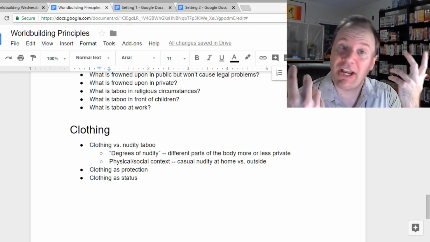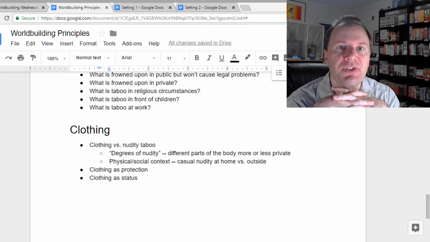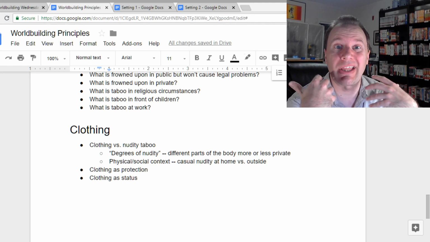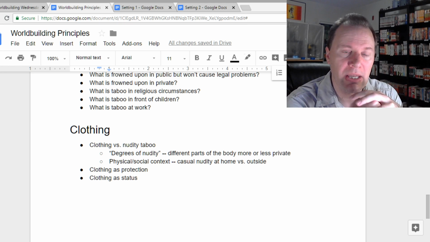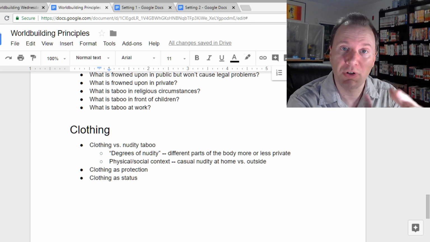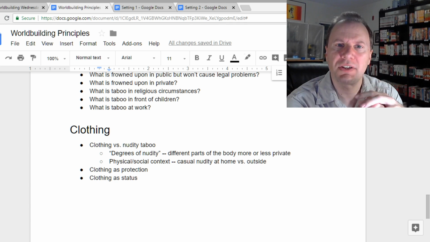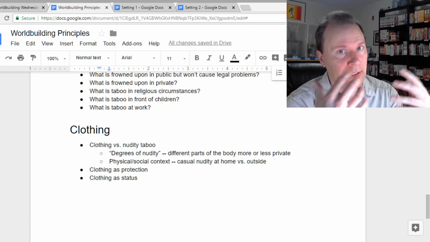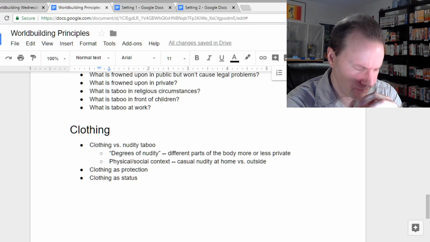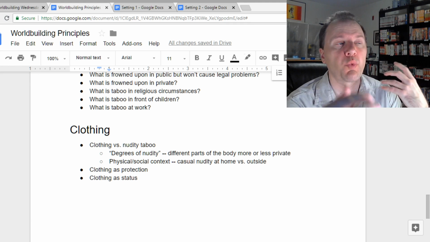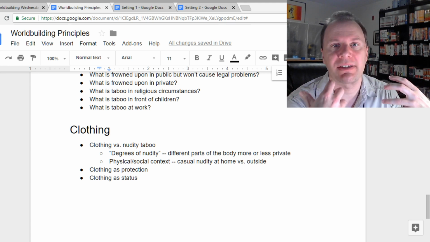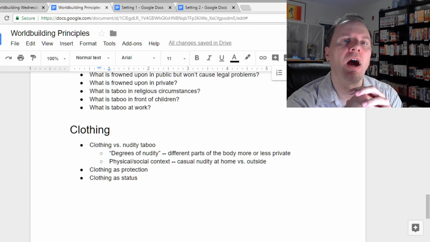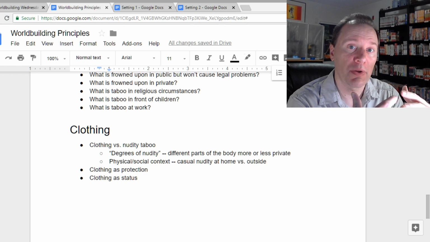Then there's clothing as protection, right? As protection from the elements. So there are a lot of societies where, even though clothes aren't necessary in terms of there being shame or taboos around it, still you want something to protect you from the cold or from wild animals. And so it's useful to think about what kind of things a society or people in a society will be encountering, and what kind of clothing that will suggest.